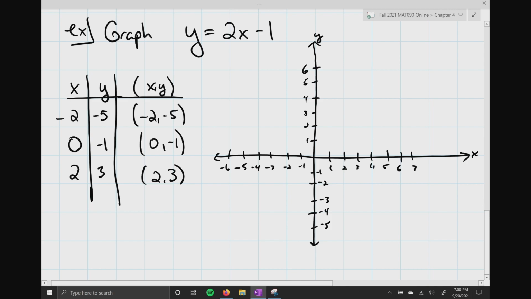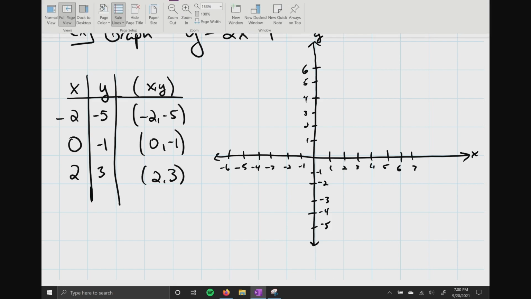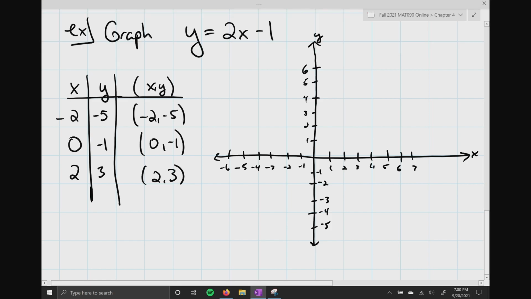Okay. So from here, I'll use a different color, and we're just going to plot points. (-2, -5) is going to be right about there. I'll label it. (0, -1) is going to be right about here. I'll label that, maybe put a little arrow to it. And then (2, 3) is going to be right there. (2, 3).